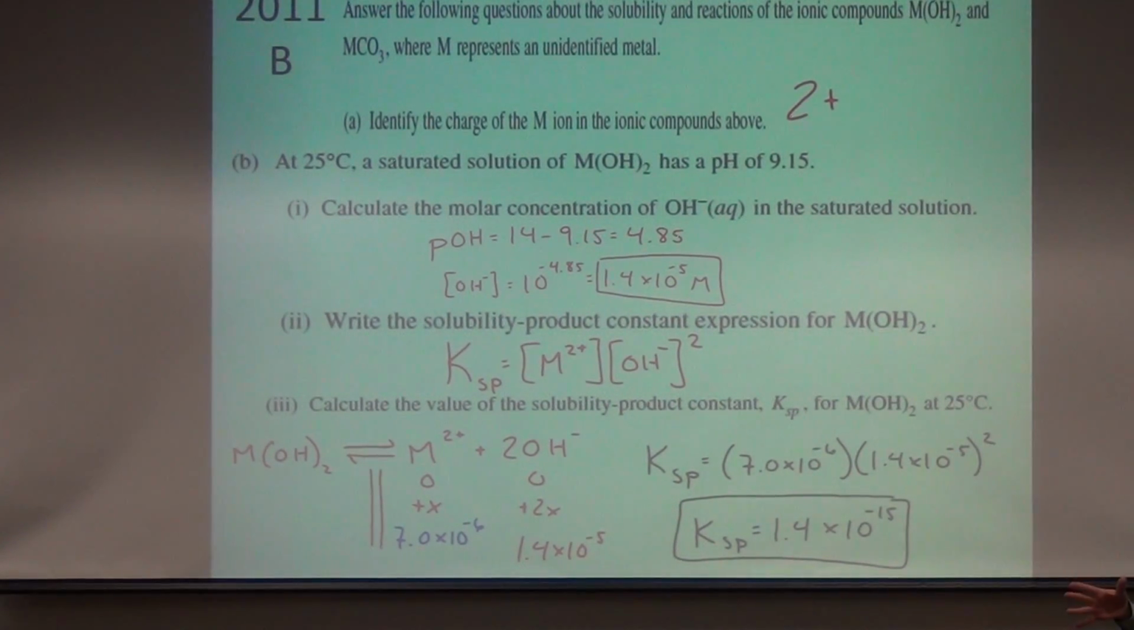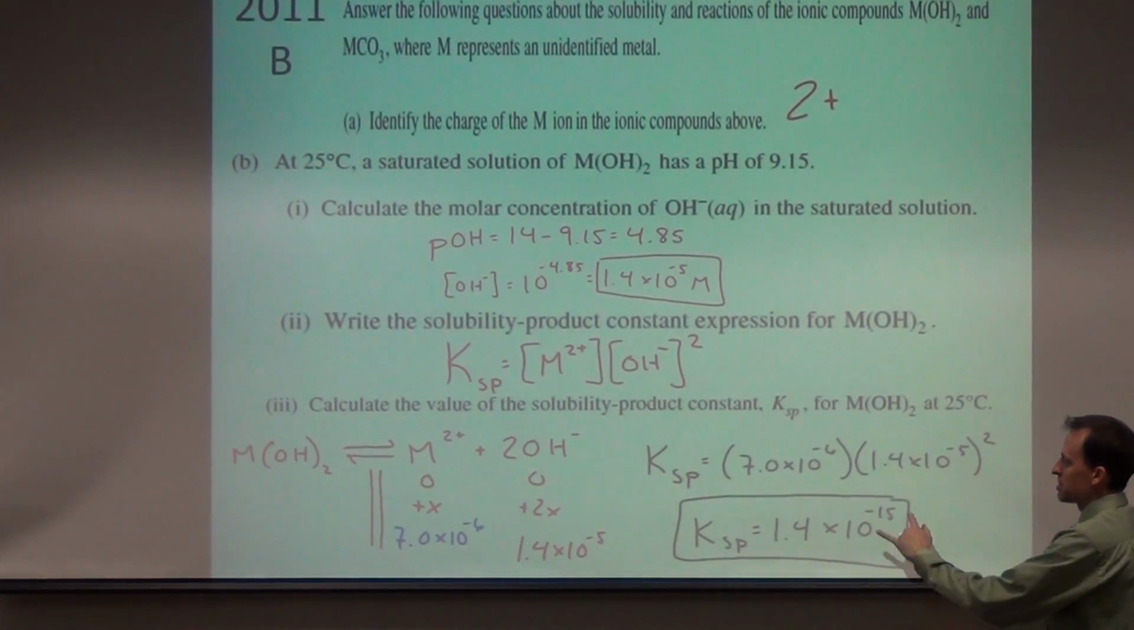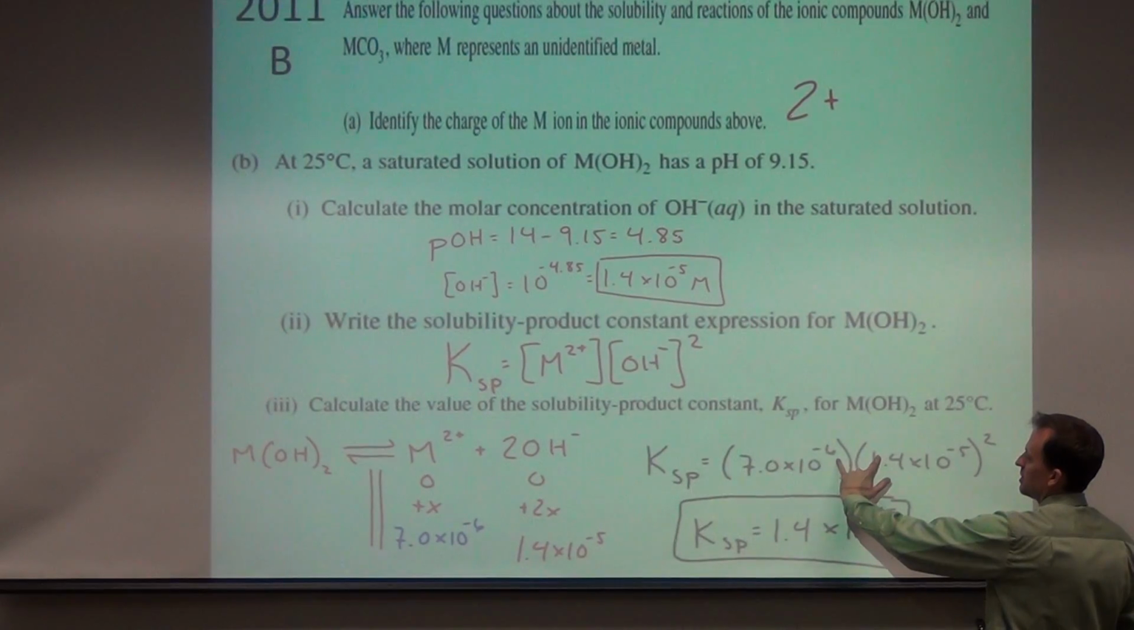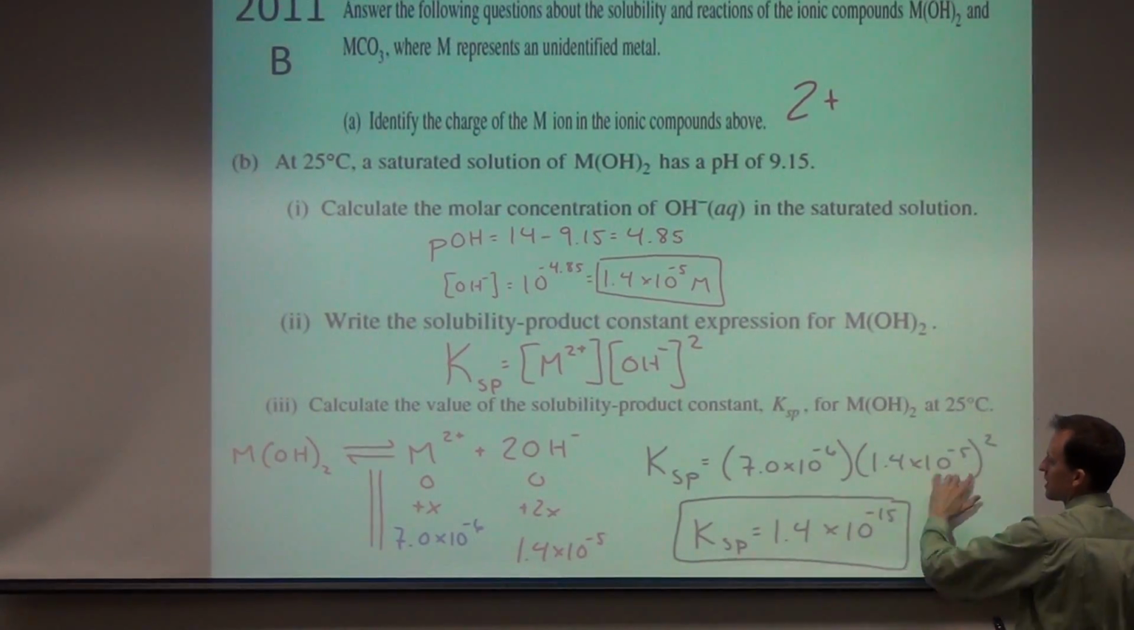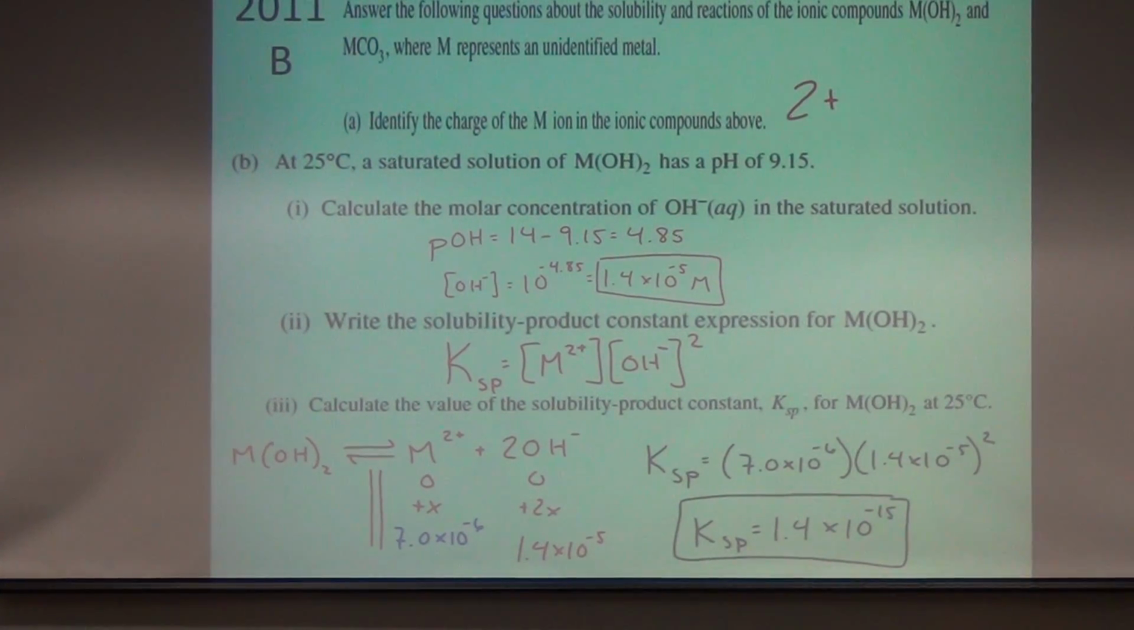They didn't do an icebox at all. They had all this, they just multiplied it by half and jumped right into it. It's not very descriptive. And for us to learn and make sure that we're understanding this, you need to understand where these are coming from. Okay, and then I squared it, and then I got a KSP. The 7 times 10 to the -6, that's the x. Whereas x, well, this was 2x equals that. So what I did is I divided this value by 2 to get what x was.